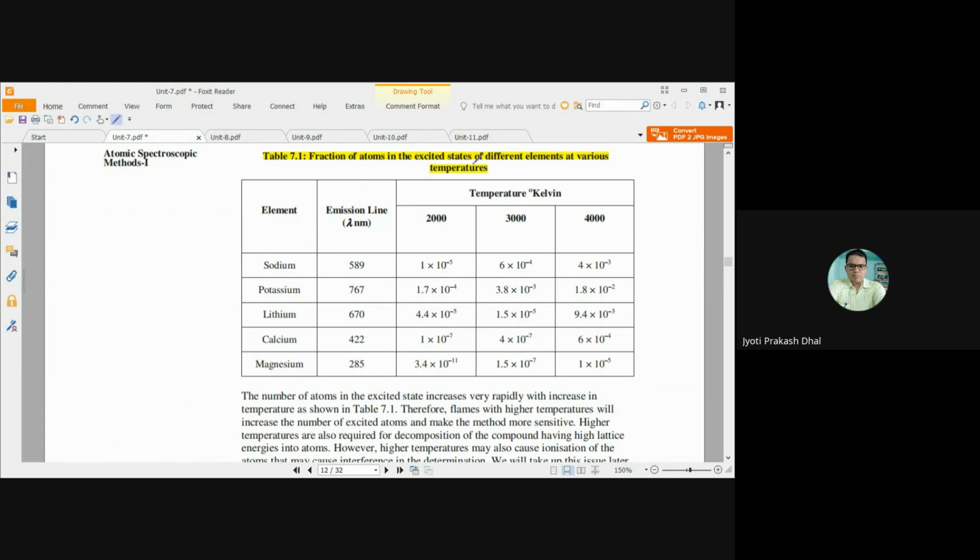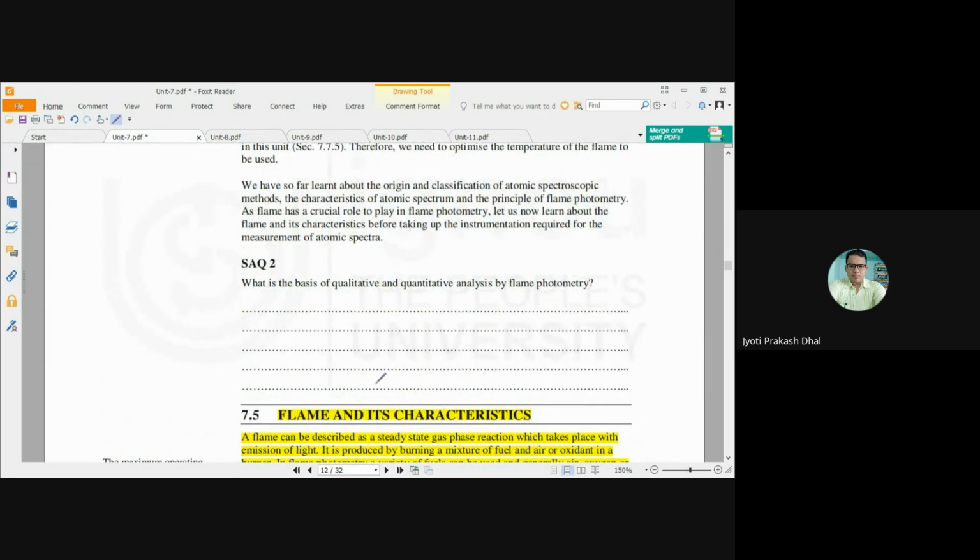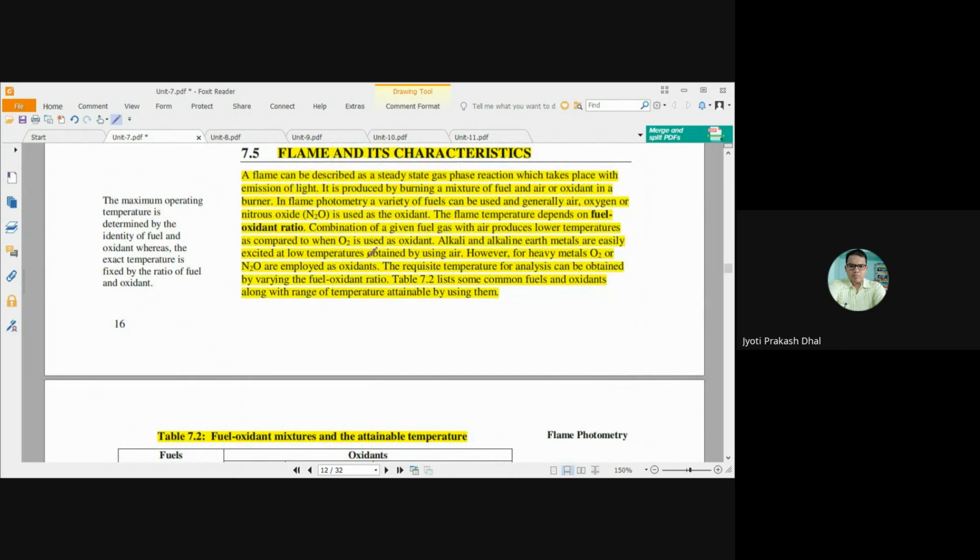So the fraction of atoms in the excited state differs for different elements at various temperatures. If sodium atom is present, the emission line will appear at 589 nanometer. Similarly, for potassium atom, the emission line will appear at 767 nanometer. For lithium atom, it is obtained at 670 nanometer. For calcium atom, 422 nanometer. For magnesium atom, 285 nanometer. Now, from the wavelength of the emission line, we can characterize which element or which metals are present in the analyte solution.